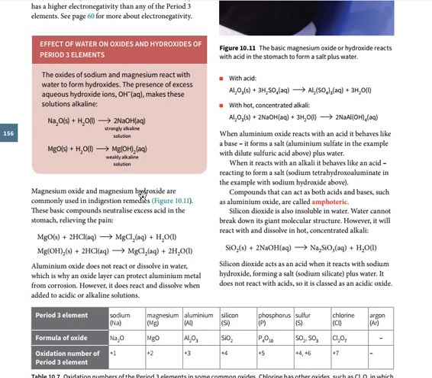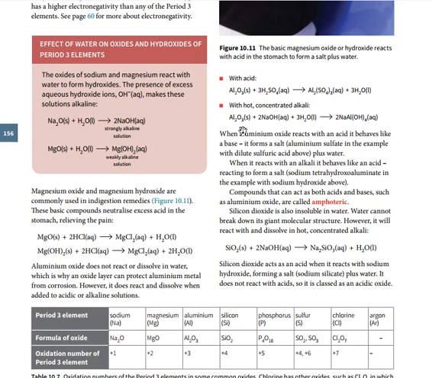So now we have magnesium oxide and magnesium hydroxide, which are commonly used as indigestion remedies. Magnesium oxide plus hydrochloric acid is going to produce magnesium chloride plus water. Magnesium hydroxide plus hydrochloric acid is similarly going to produce magnesium chloride plus water. So now we also have aluminum oxide.